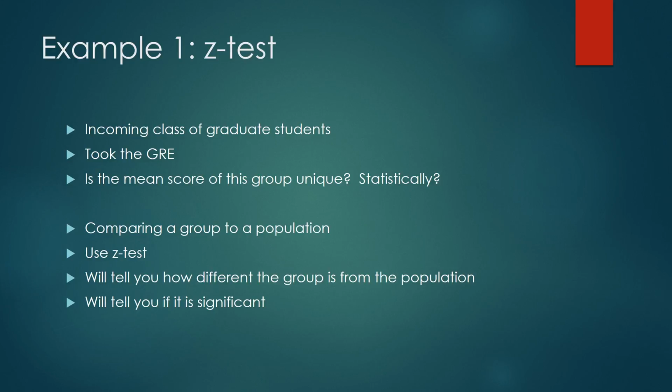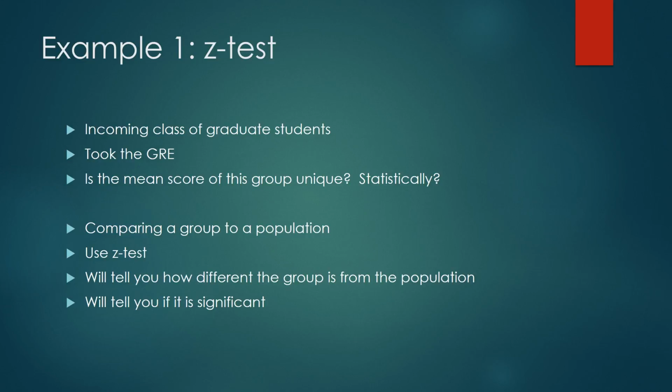Let's go through some examples. First one for z-test. Okay, a z-test, again, is where we're comparing a new group to an established population. So let's imagine that we have an incoming class of graduate students. And that incoming class of graduate students all took the GRE, the Graduate Records Examination. What we want to know is, this group seems like they're really sharp, and it seems like these scores are kind of high. So we want to know, is the mean score of that group different statistically? Is it unique from the 20 years of history that we have of all the other students that came in and who had taken the GRE?